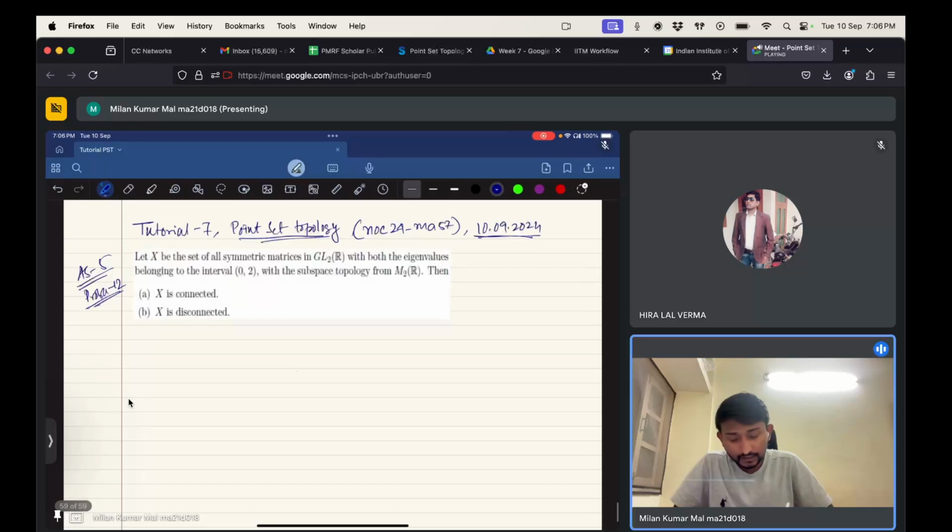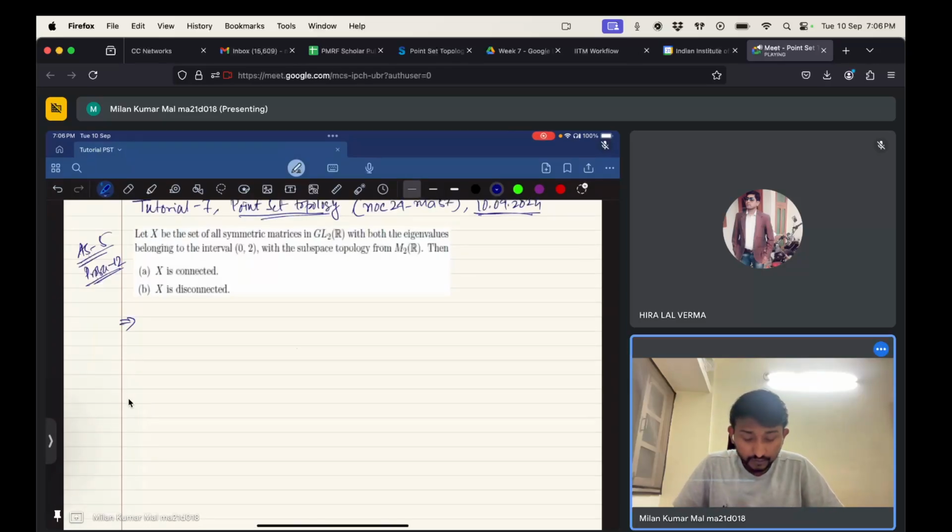So what is the question here? Let X be the set of all symmetric matrices in GL2R. GL2R means all invertible 2 by 2 matrices with both the eigenvalues belonging to the open interval 0 to 2, with the subspace topology from M2R, that means the subspace topology of R to the power 4. Then whether X is connected or disconnected, that is the question. In the last few problems of that assignment, problem number 11 and problem number 12 are the same type of problem.